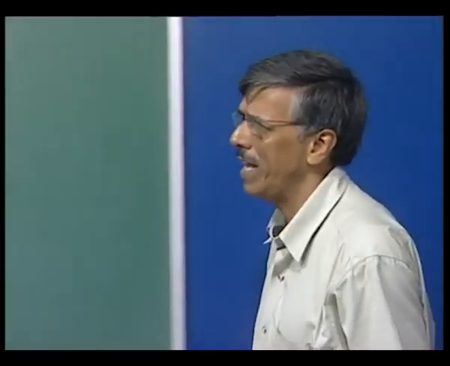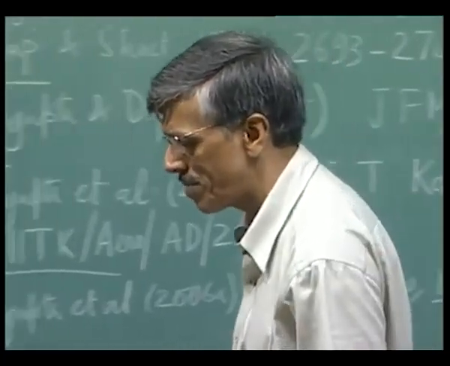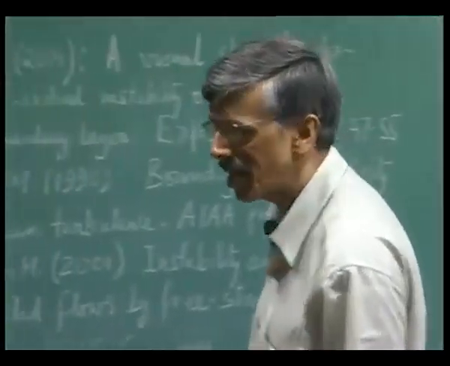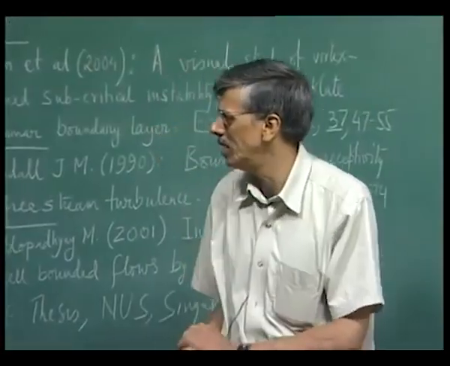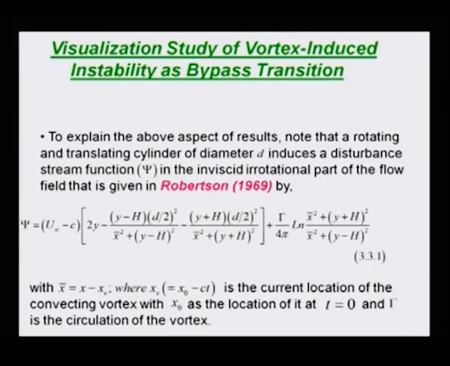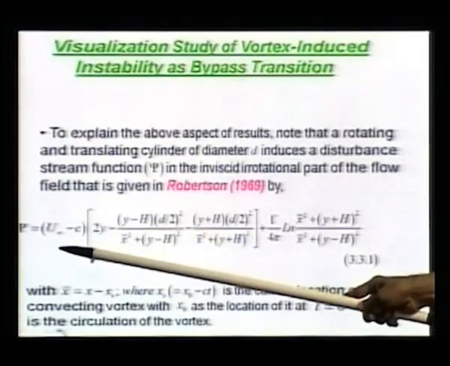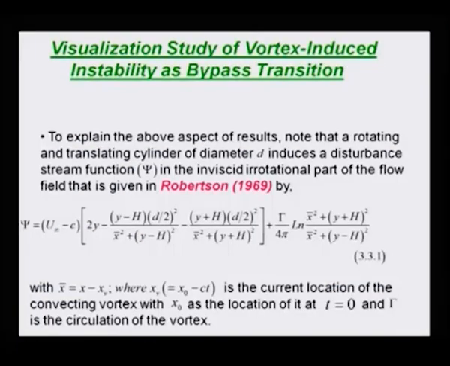Let us try to explain what is happening. You see, we have kept a vortex, it is a captive vortex which is very much outside the shear layer. So, it does induce a kind of disturbance stream function. The disturbance stream function has two parts. One is due to the vortex itself, another is due to the cylinder. The cylinder is represented by a doublet in a uniform flow. And what is the uniform flow here? U infinity minus c, because both of them are going in the same direction.